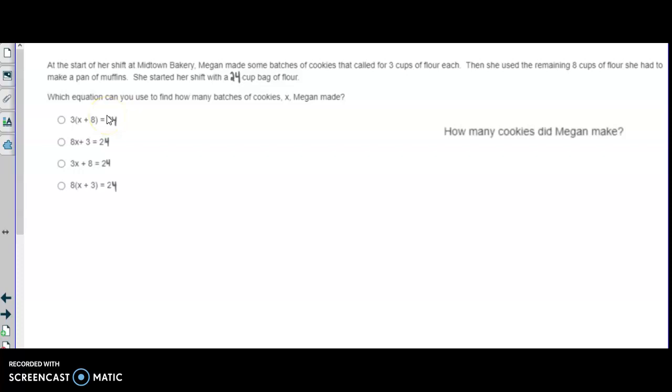Alright, so all of this assignment is going to be word problems. So let's check it out.